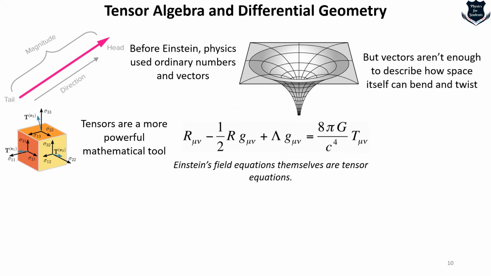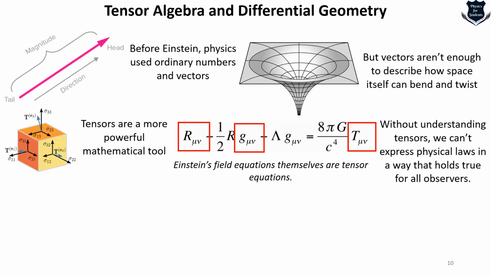So the Einstein field equations themselves are based on tensors. As you can see, this is what is called the Ricci curvature tensor. Then we have the metric tensor. Then we have the stress-energy-momentum tensor. Without tensors, how can we understand the Einstein field equations or the entire concept of general relativity? However, you can find a very detailed video on the Einstein field equations on this channel.